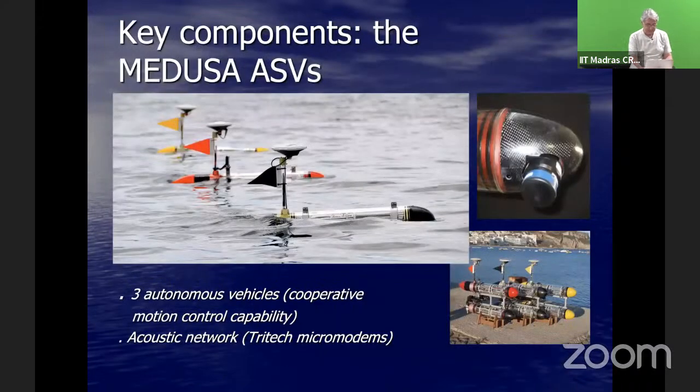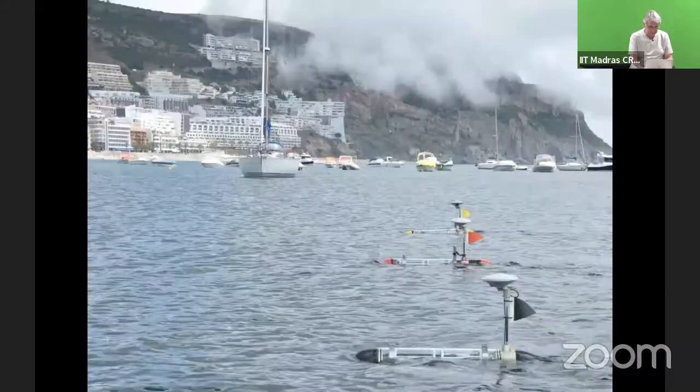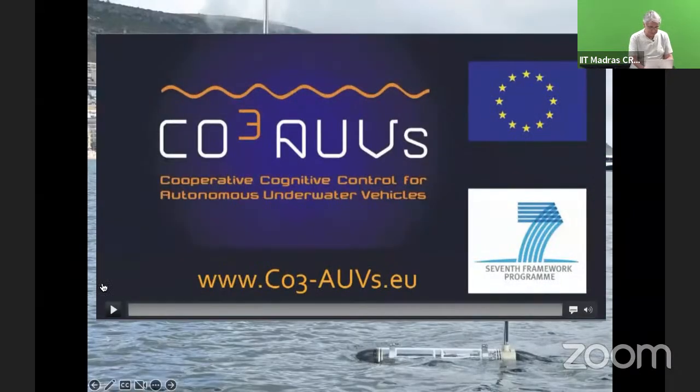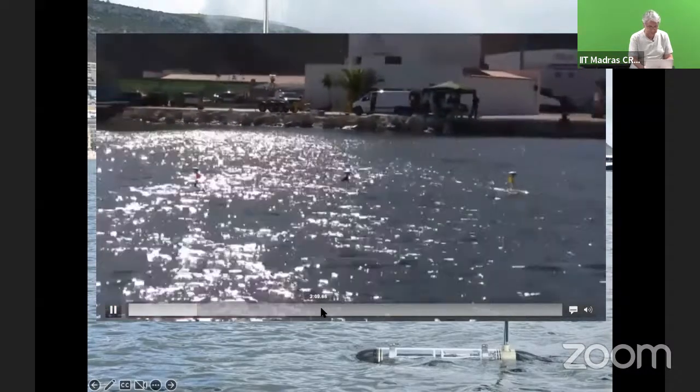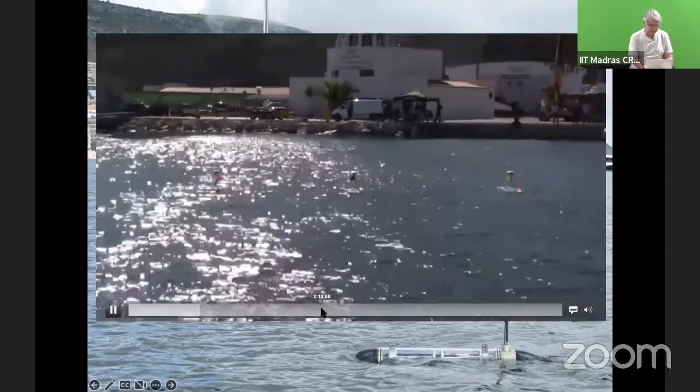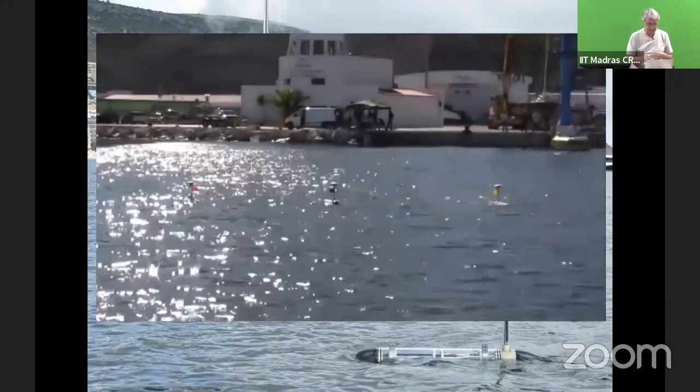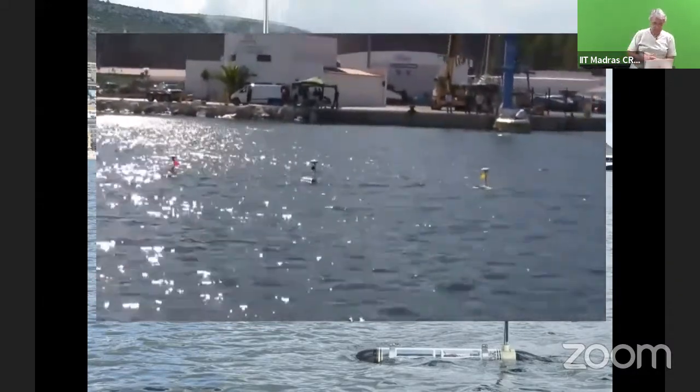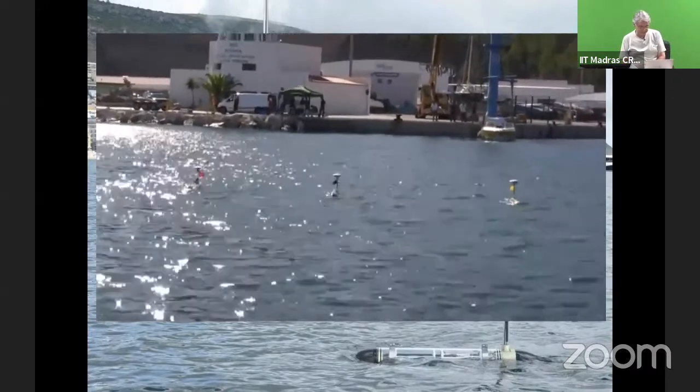And we have implemented all these concepts. I think I have shown you. This is the very first time that we implemented this kind of controller in a simple manner with 3 vehicles doing cooperation going along 3 circumferences. Okay.